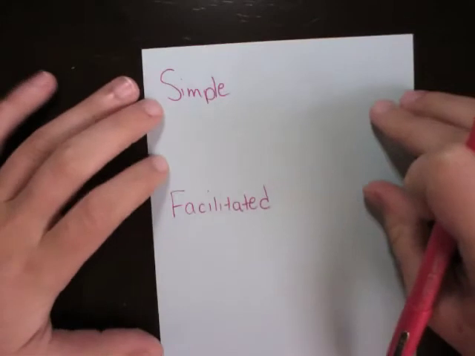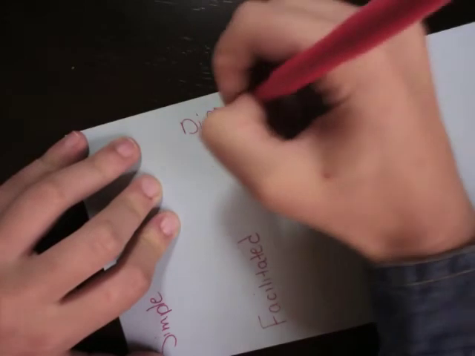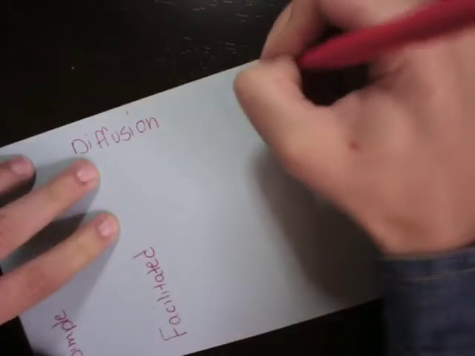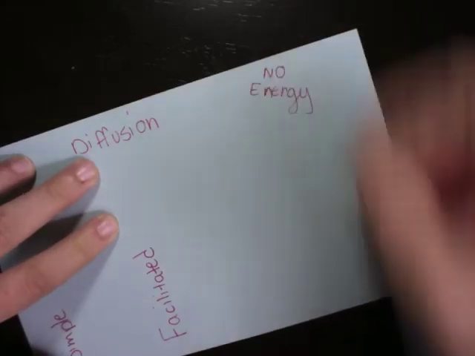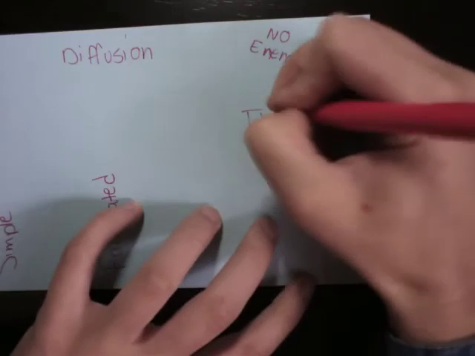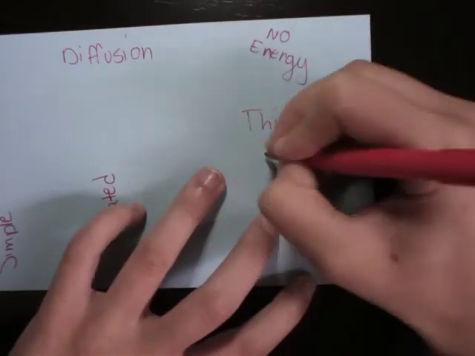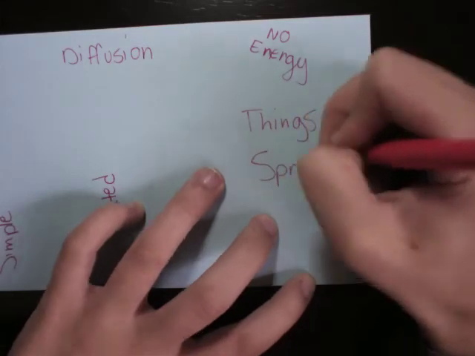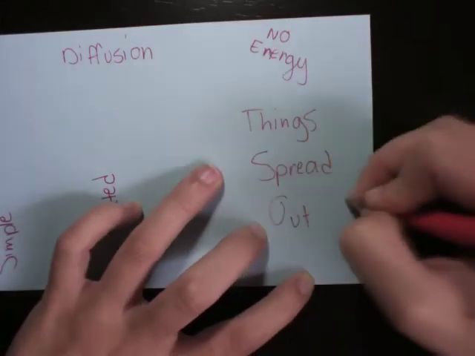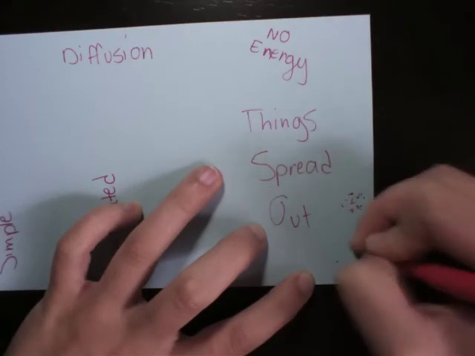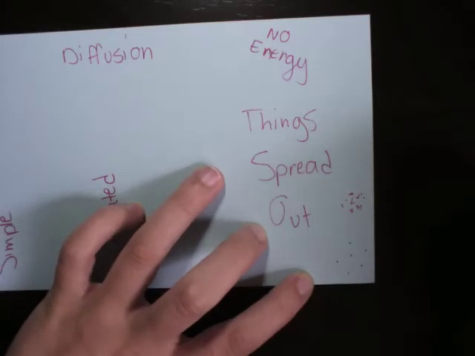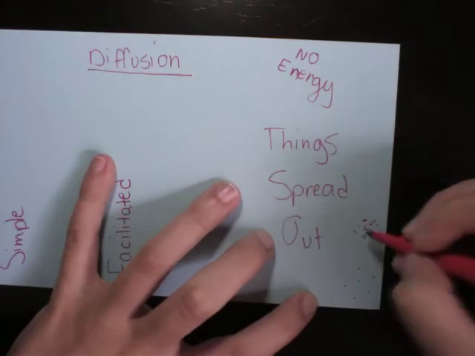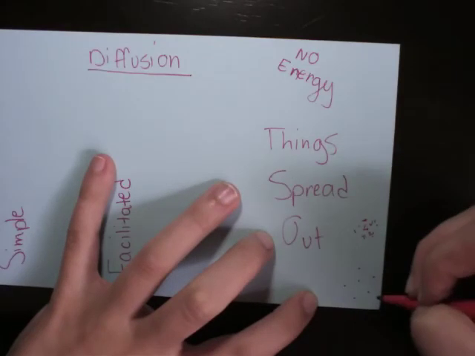Just as a quick review, we talked about 2 different kinds of diffusion in this video. Neither one of them required energy because things spread out. They move from an area of high concentration to low concentration without using any energy. This happens all on its own. Diffusion from high to low concentration.